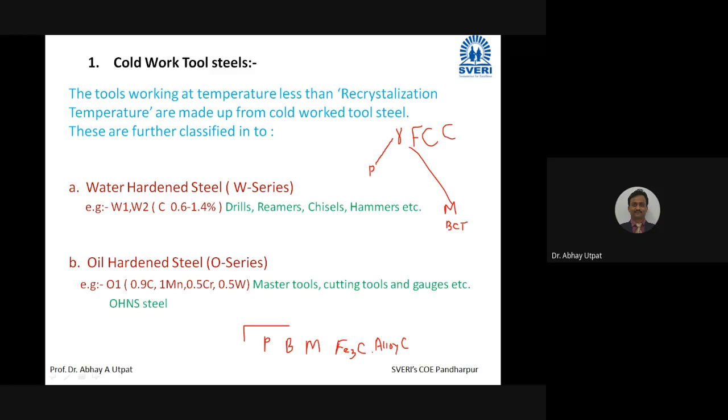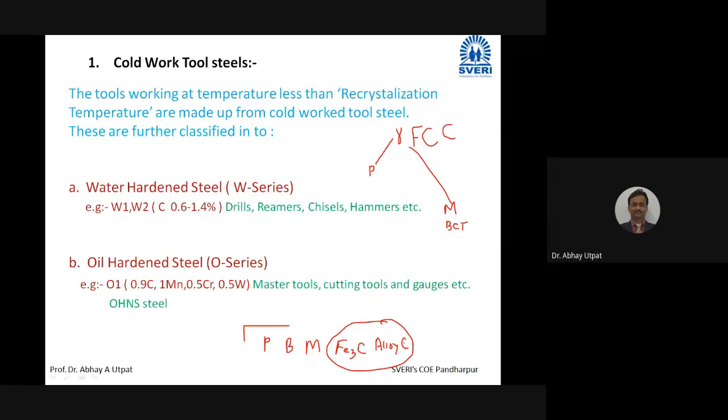Bainite is harder than perlite. Martensite is harder than bainite. Cementite is harder than martensite. Alloy carbides are harder still. Actually, this is the same: iron carbide and alloy carbide, iron carbide and tungsten carbide. Iron is one element, tungsten is one element, molybdenum is one element. So iron carbide, tungsten carbide, molybdenum carbide. If alloy carbides are present in more amount, then your steel will also be harder.